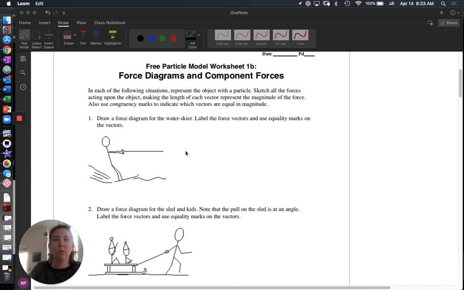So I'm just going to go through a few examples of free body diagrams. I'm just going to talk you through as I draw some of the forces that are acting on these objects. In number one, we're talking about a water skier.